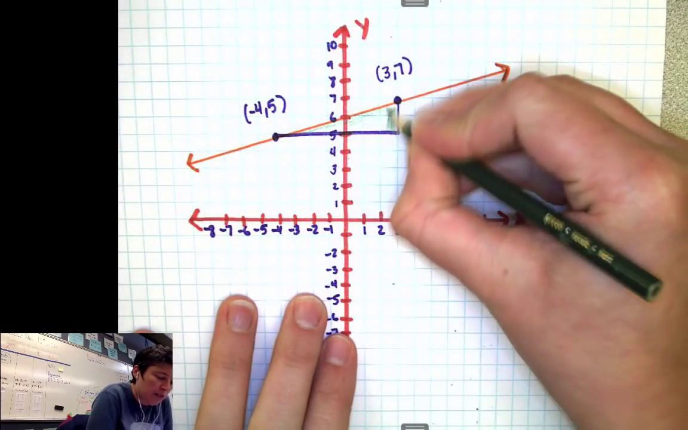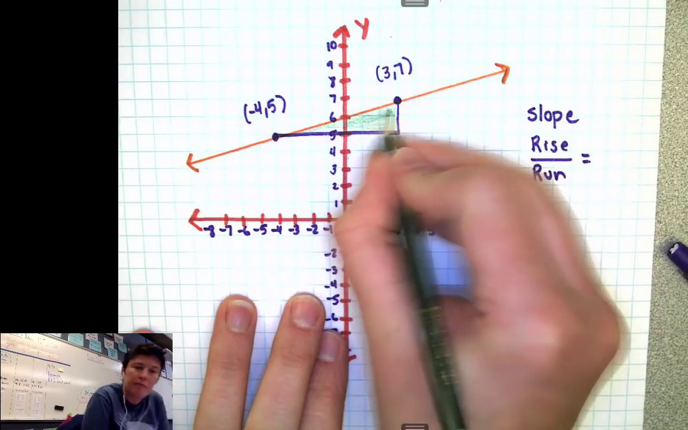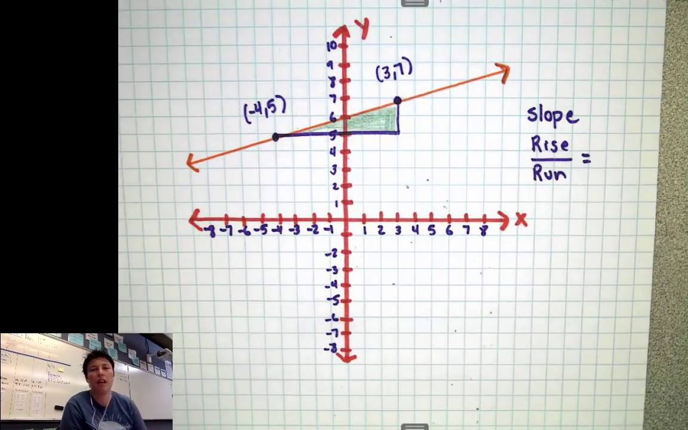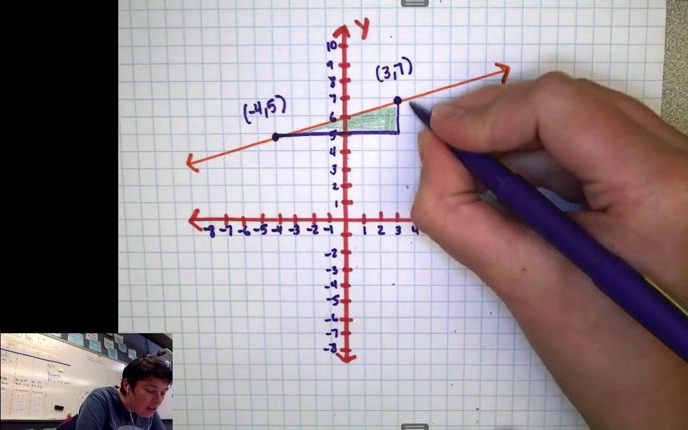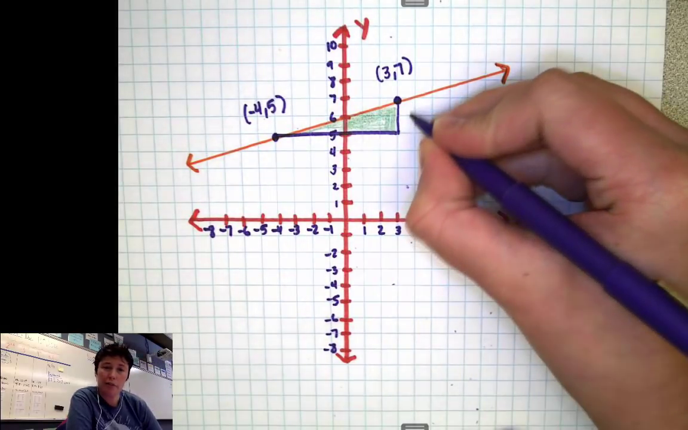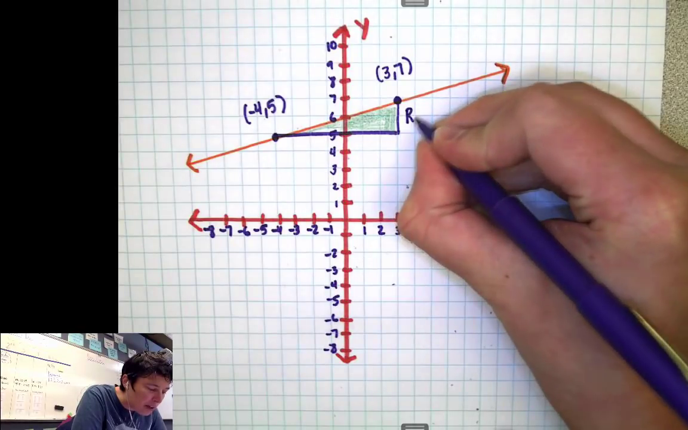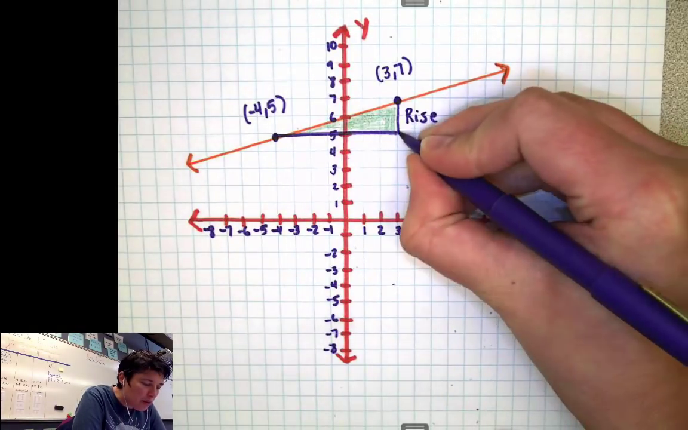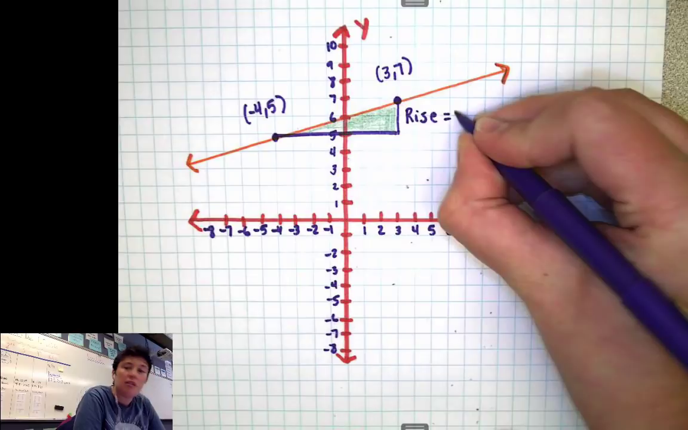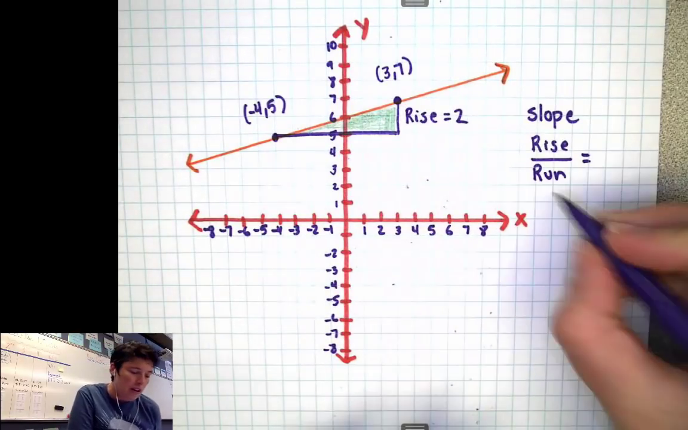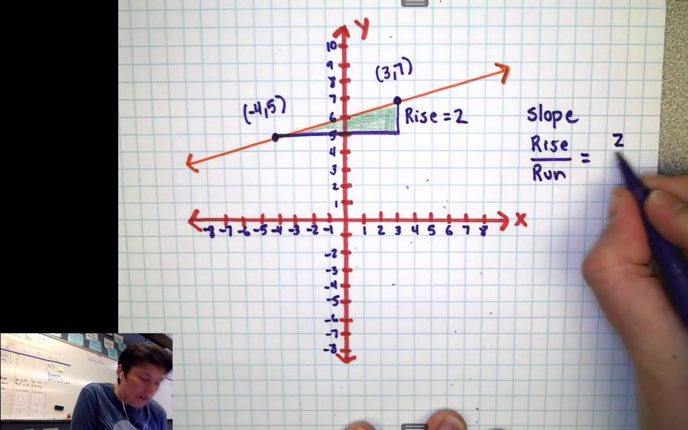The growth triangle measures the steepness of this line. How steep is it? And if you'll notice, the rise is the part that goes up and down. So over here, this would be the rise right here. And it looks like it goes 2 squares, 2 units is our rise. So for our rise over run, it's 2 over.